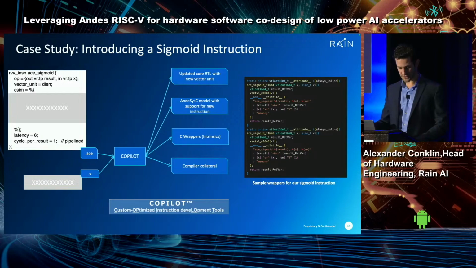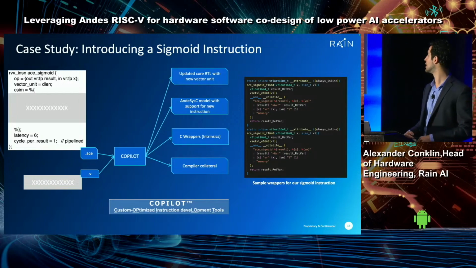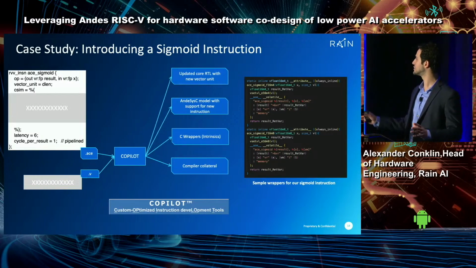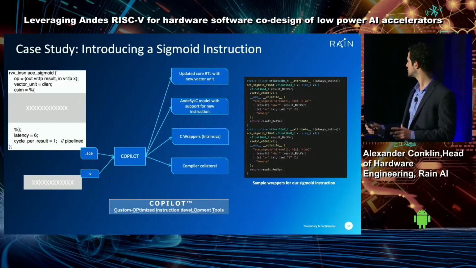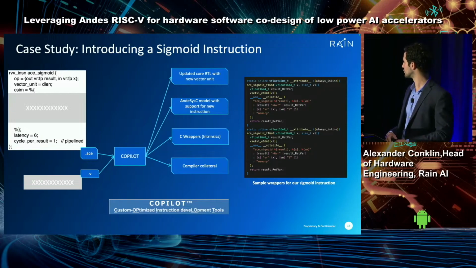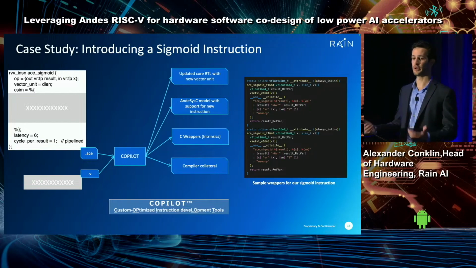And as a case study, I'd want to walk through how we create an instruction. I put this together as an example. It's not something we have implemented, but this is also to illustrate what I think is a particularly serious and well thought out and thoughtful tool in Andes Copilot and how it can be leveraged. So let's say we want to introduce a nonlinearity like sigmoid.